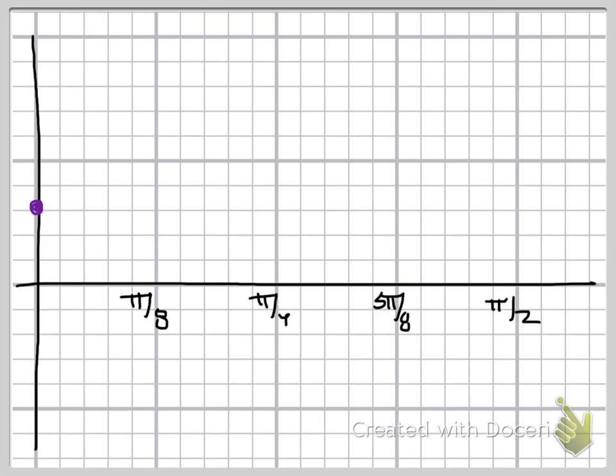So pi over 8 is an x-intercept. Pi over 4 is a min. 3 pi over 8 is an intercept. And we finish at pi over 2 at a max. Oops, that last dot's in the wrong spot. And so is that one. Sorry, I have to go down 3, and this goes up 3. Okay, so here is our picture.